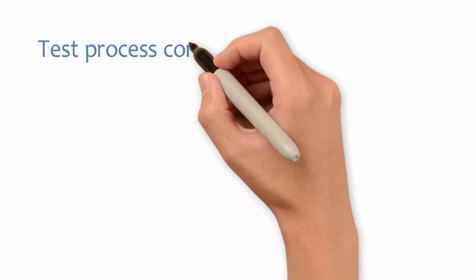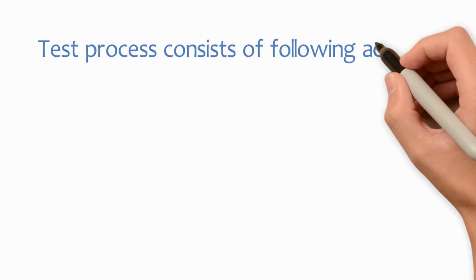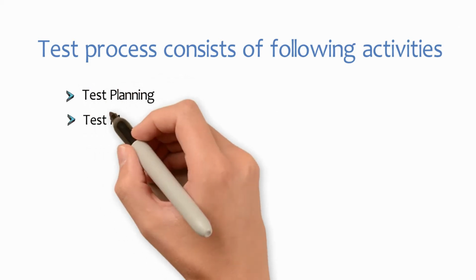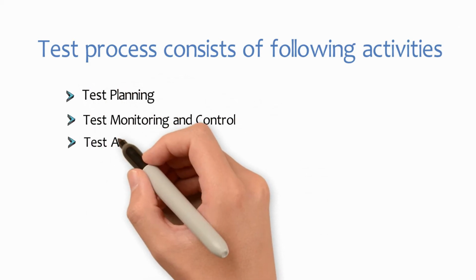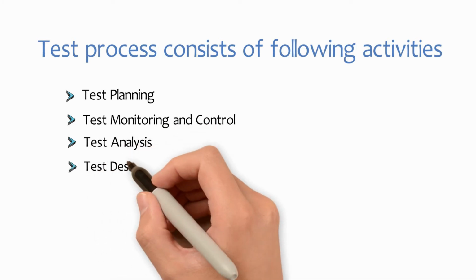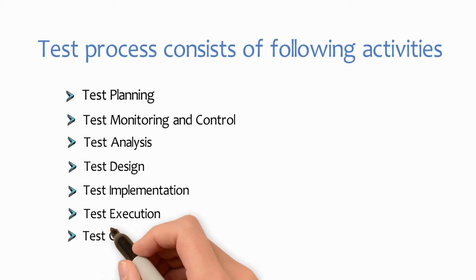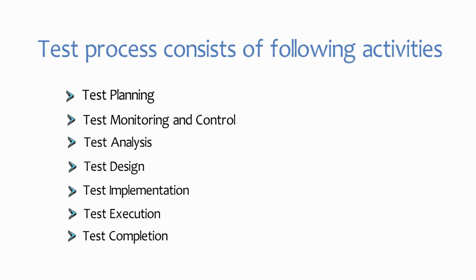Let us talk about different activities under the test process. Test process consists of different activities: test planning, test monitoring and control, test analysis, test design, test implementation, test execution, and test completion. We will now talk about each one of these activities in detail.